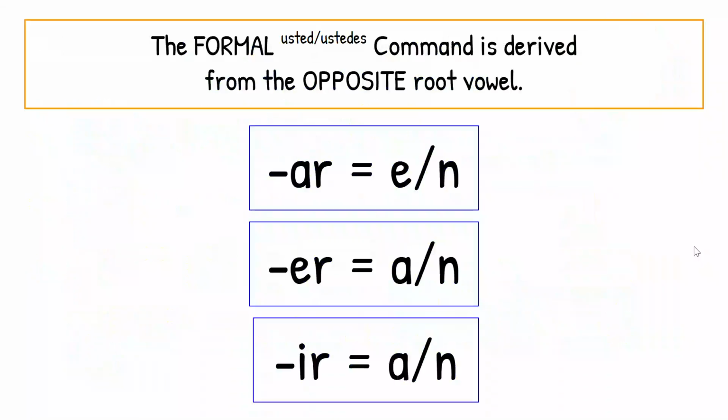Let's practice. So, formal command, either usted or ustedes, is derived from the opposite root vowel. So an AR verb, the opposite root vowel would be an E. So in the usted command, your verb would end with an E. And in the ustedes command, your verb would end in EN. For ER verbs, your usted form would end in an A, your ustedes form would end in AN. For IR verbs, usted would end with an A, ustedes with an AN.